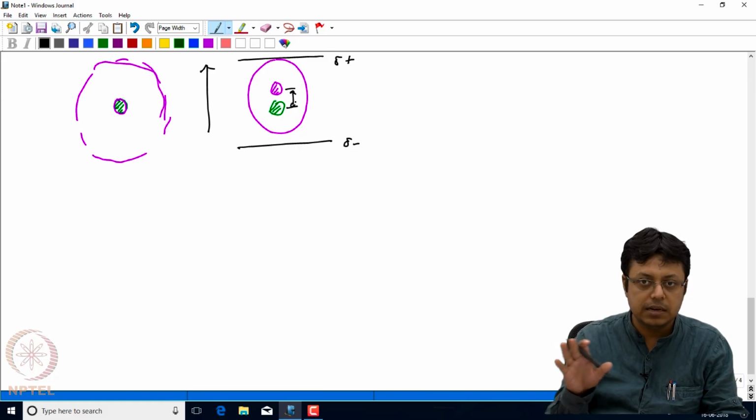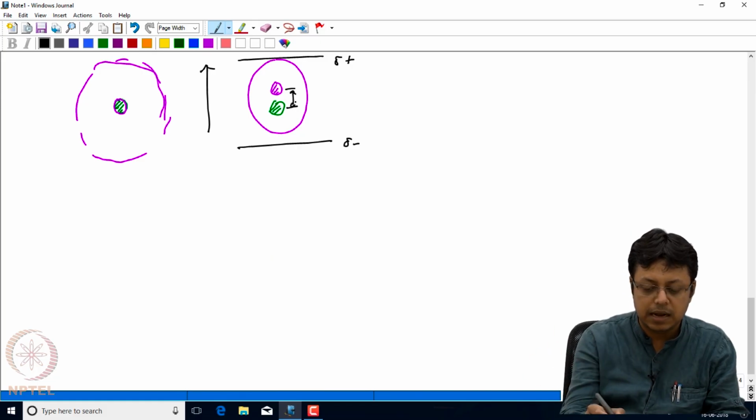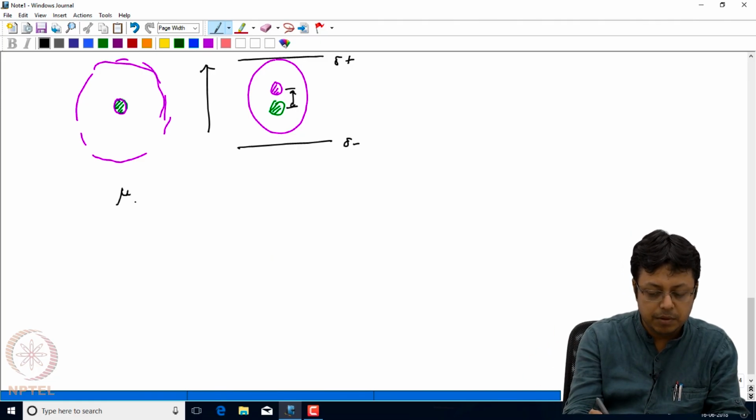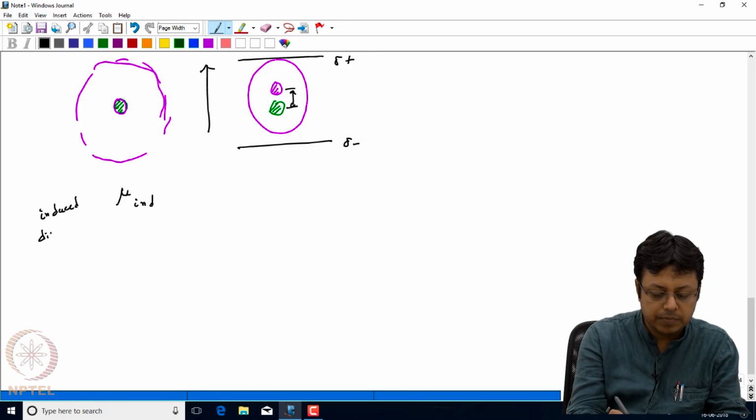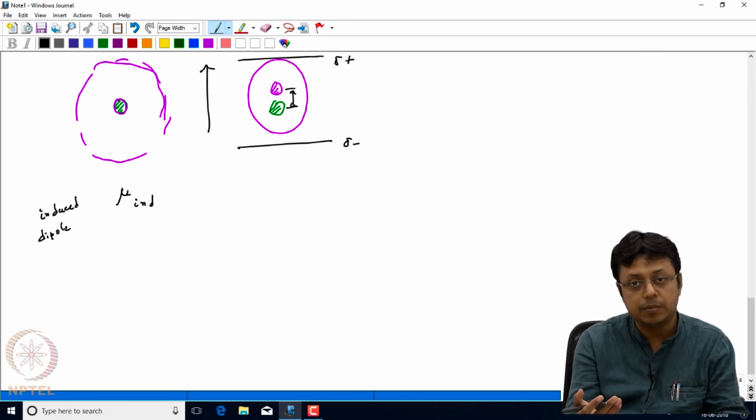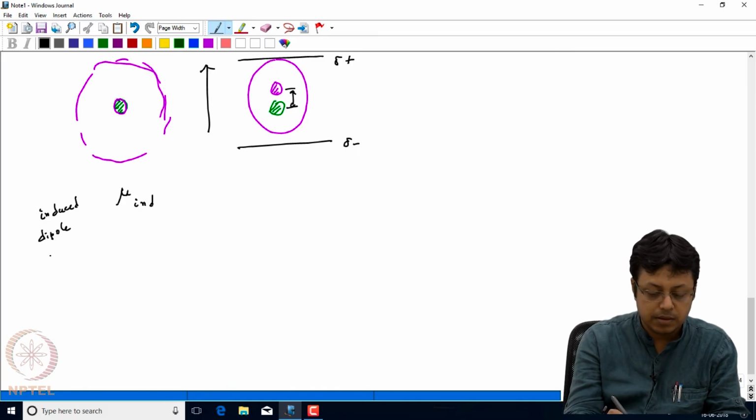Now, if we create an electric dipole moment like this, we write it as mu suffix IND. IND means this is the induced dipole moment, as opposed to the permanent dipole moment which we have just discussed.